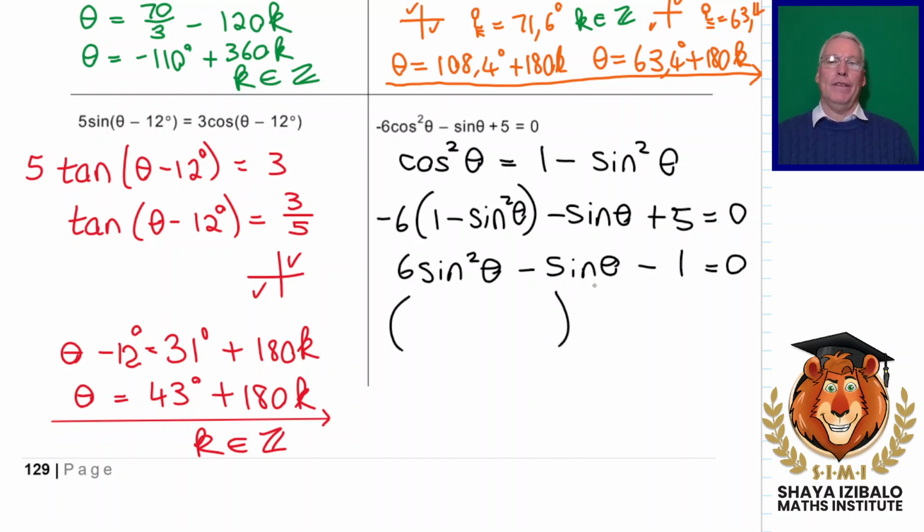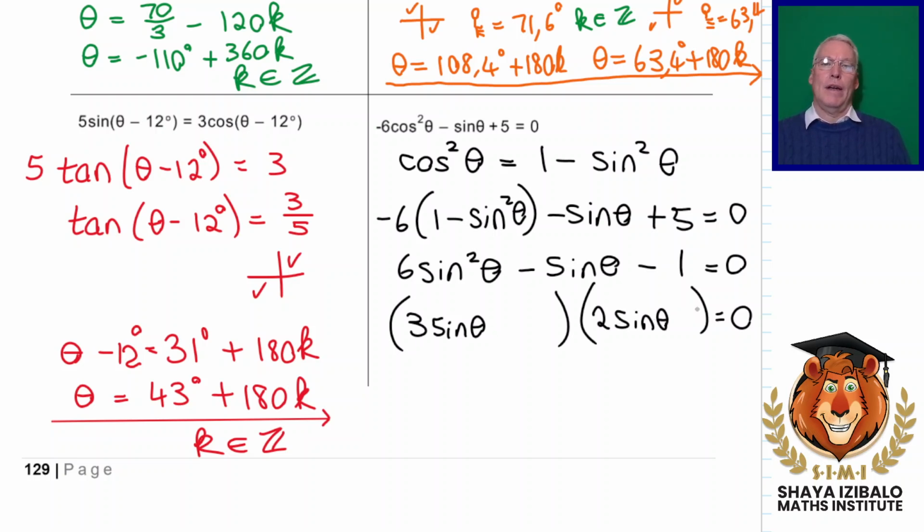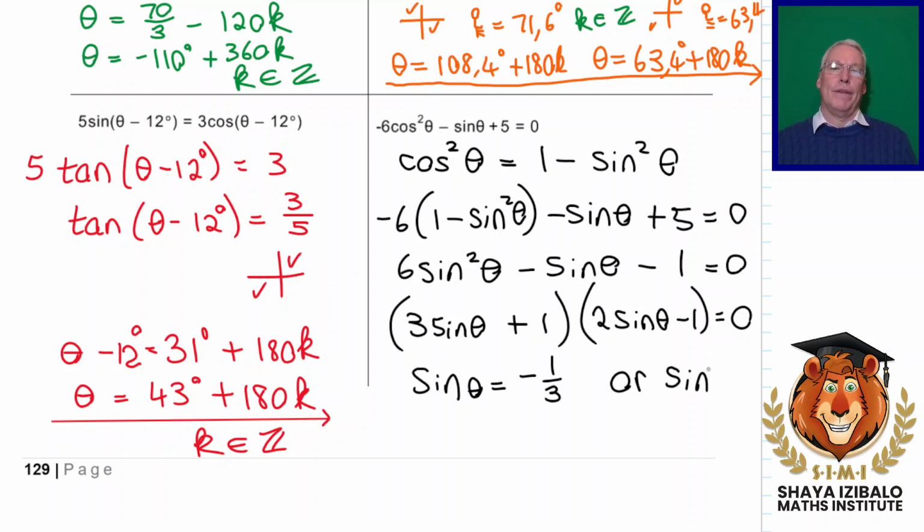Now we want to try and factorize this. Okay, and the factors of 6 are either 6 and 1 or 3 and 2, but I've got a good feeling about 3 and 2. 3 sine theta and 2 sine theta. All right, and we want a negative sine theta overall, so we want negative 1 here to give us negative 3 sine theta, and a plus 1 here to give us plus 2 sine theta. That'll give us our negative sine theta. So now we've got that sine theta is negative 1/3, or sine theta is 1/2.